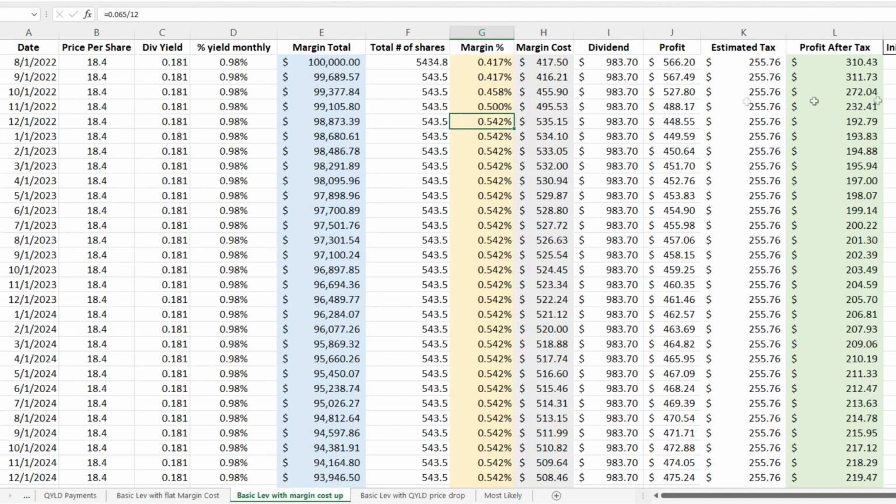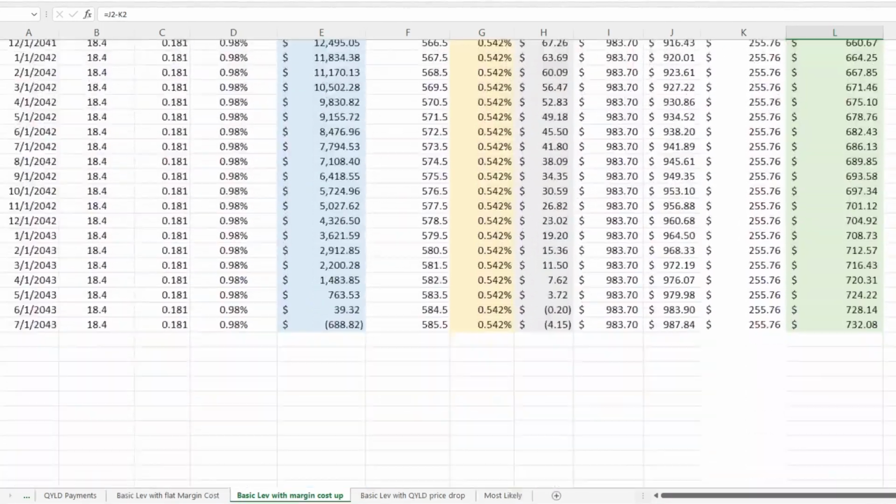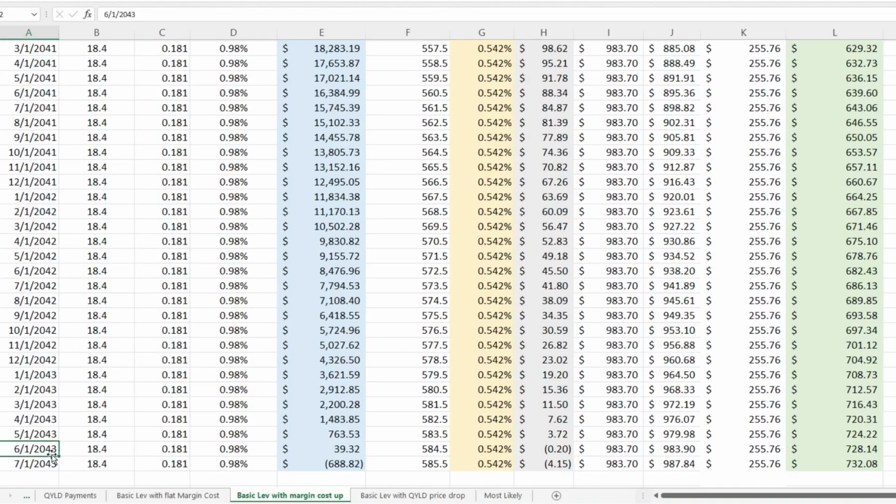So for this example, if we were to scroll all the way down, because remember the goal is to pay off our margin just off of the profit after tax, let's see, it is now going to take us until 2043. So instead of 17 years, it's going to take us an additional 4 more years to pay off if everything stays the same except the Fed funds rate increases.